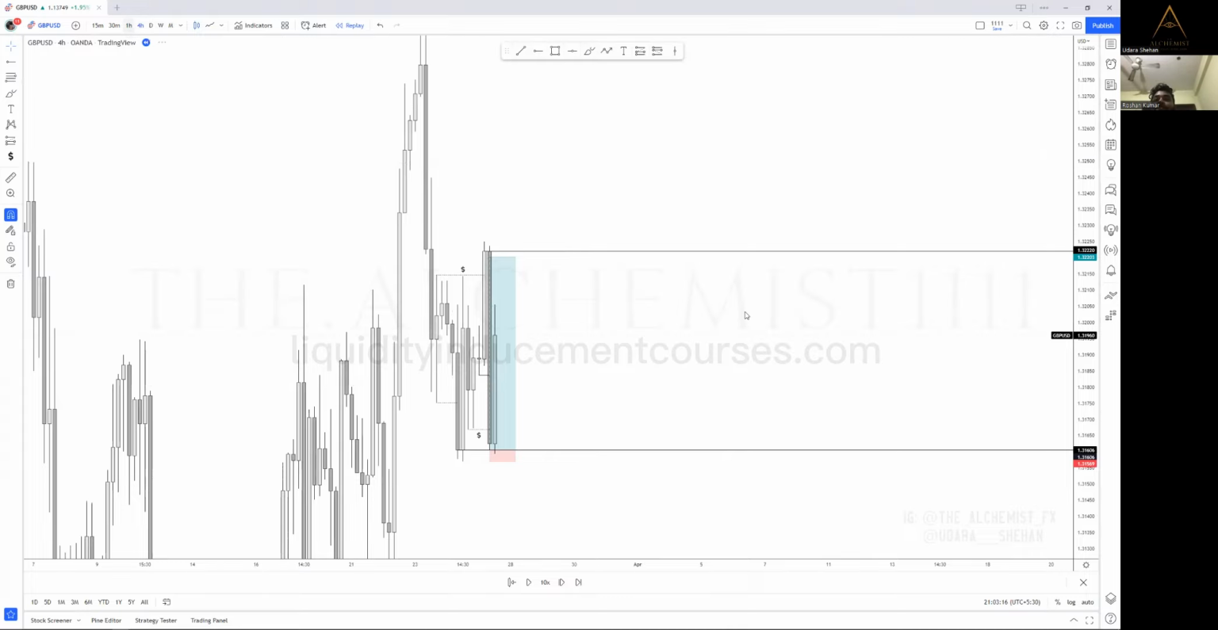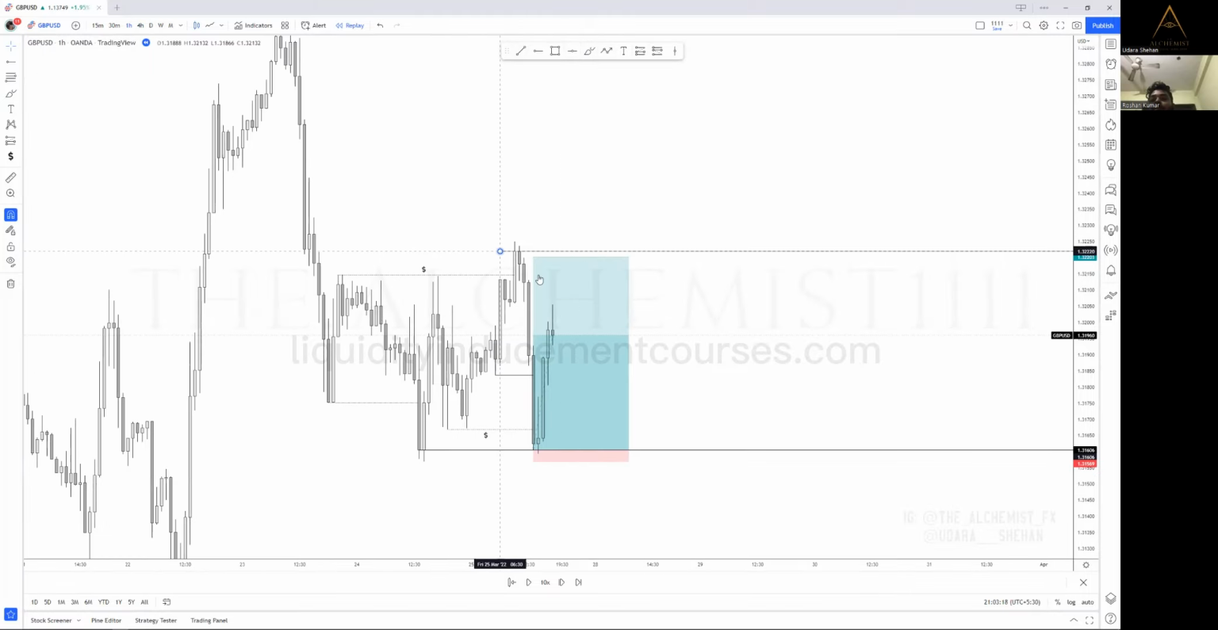But it did play out from this zone. Okay, but I did not take the sell. I only took the buy in here. And also I closed it out at 50 pips. Just 50 pips, because I did not hold it directly up to here. So what happens? Look at the reaction.